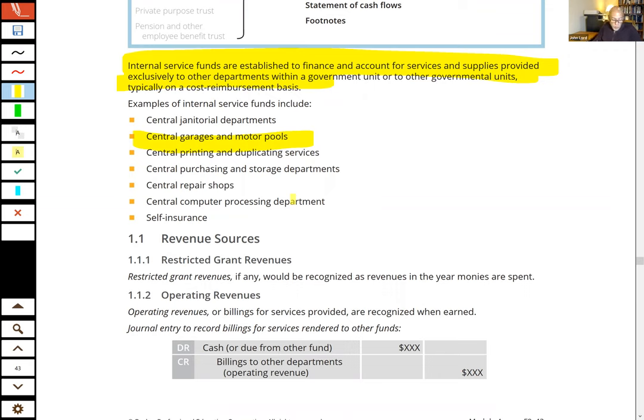So we use full accrual accounting. We only use modified accrual accounting for the governmental funds. For all the other funds, we use full accrual accounting, and we're going to have revenue sources. And if it's a restricted grant, we would only recognize the revenue when money is spent.